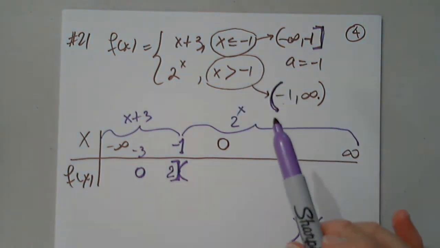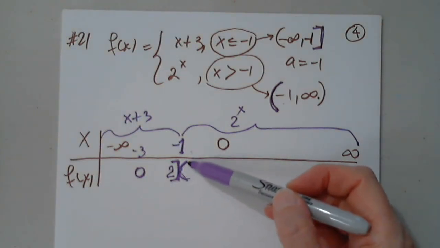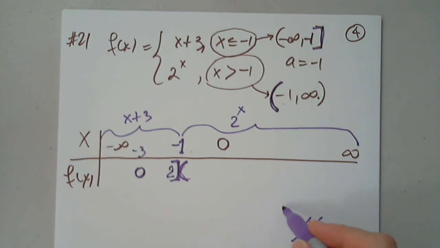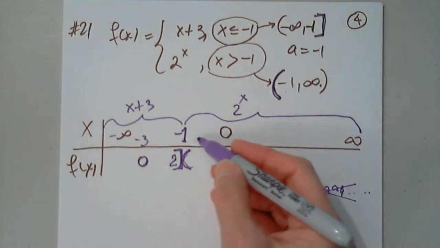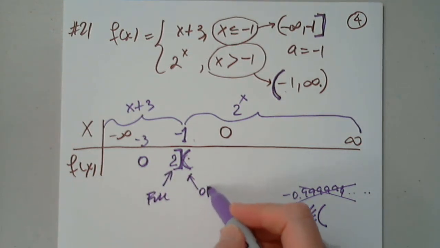But remember what the issue is. This tells us to leave it open, but if I don't plug it in, then I have to start with -0.9999999, and so on and so forth. Who wants to do that? No one. So let's plug in -1 inside the parenthesis. So this will be full, and this will be open.